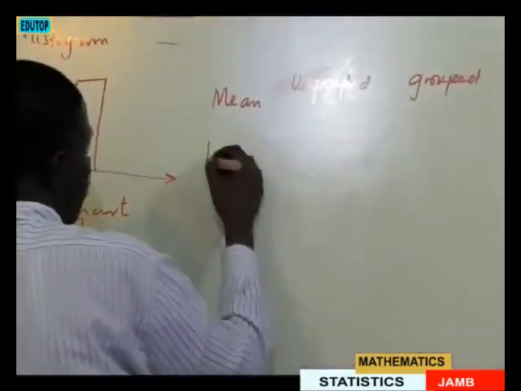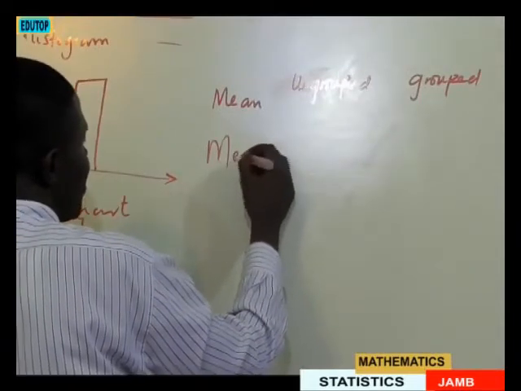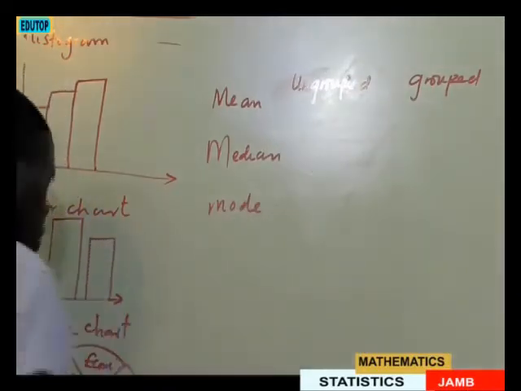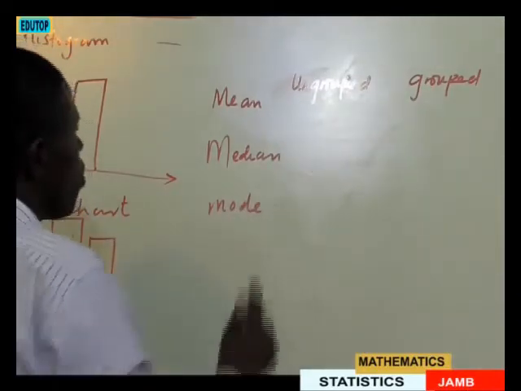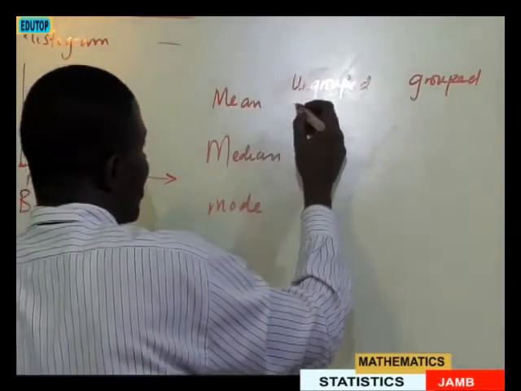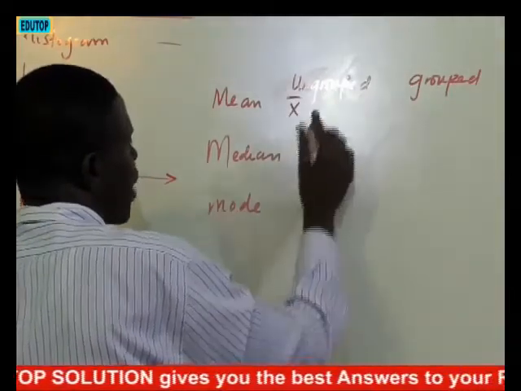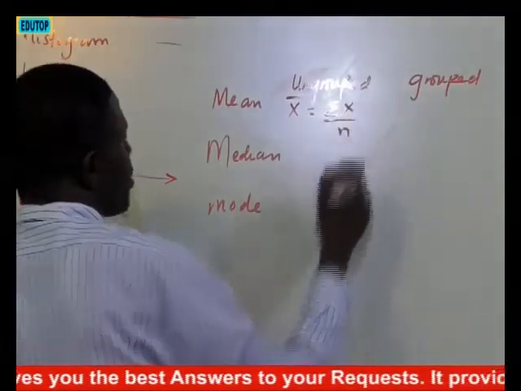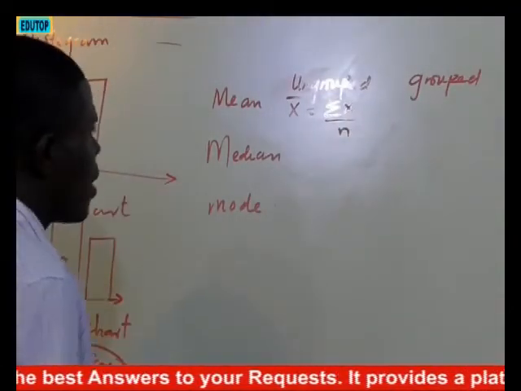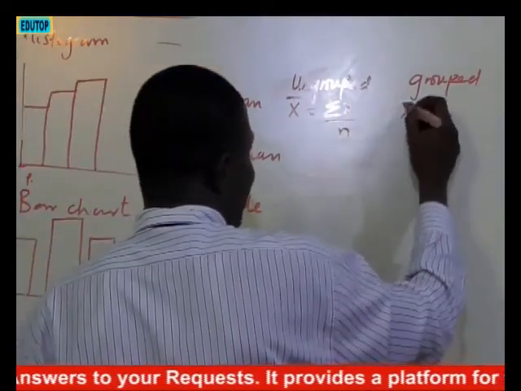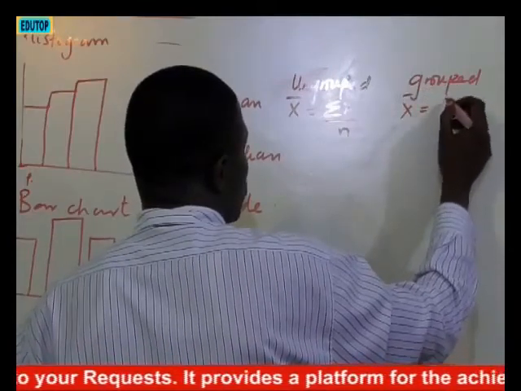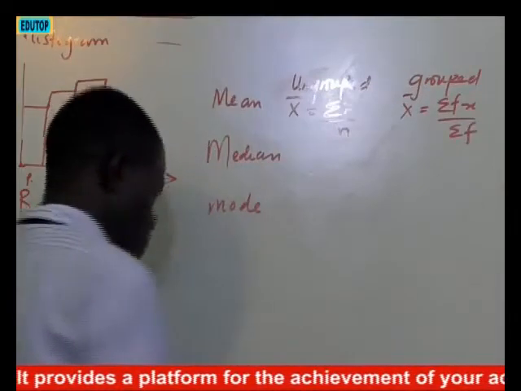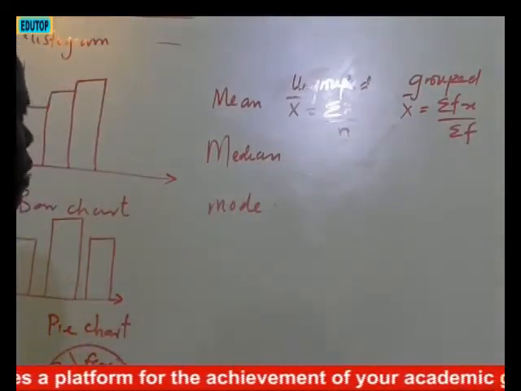So in this situation, we can also have median, then we also have mode. If you are to calculate the mean, it is usually represented by X bar. For ungrouped data, the mean is the summation of X over N. For grouped data, it is X bar equals summation of F times X over summation of F. That is for grouped data. Take note of that for me.